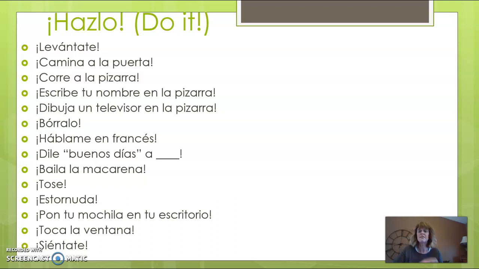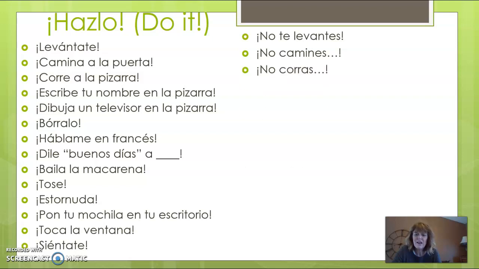So if I want to tell somebody, instead of get up, levántate, I want to say do not get up. Okay, you're going to pass out. Don't get up. No te levantes. Go ahead and write it in. No te levantes. Don't walk to the door. No camines a la puerta. Don't run to the board. No corras a la pizarra.